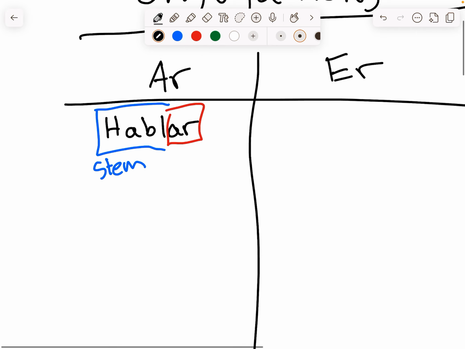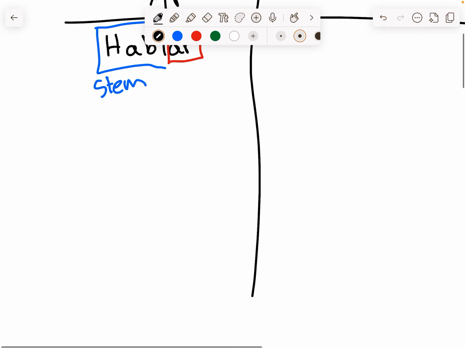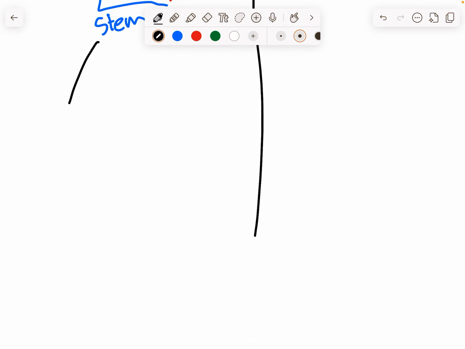The stem is going to be a very important part of conjugating verbs. What you do is you take the stem and then add a set of endings to it to indicate who is doing the verb. For example, when you have hablar, you're going to take the stem and then add one of these six endings: o, as, a, amos, ais, or an.